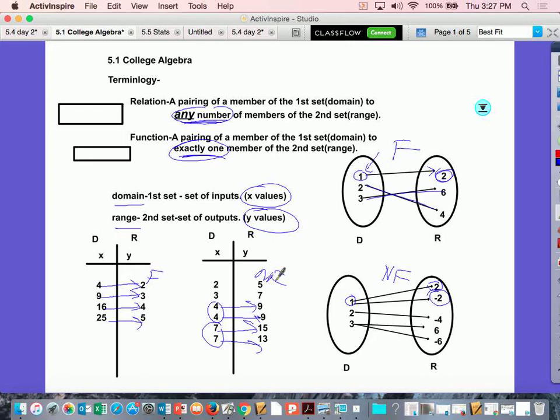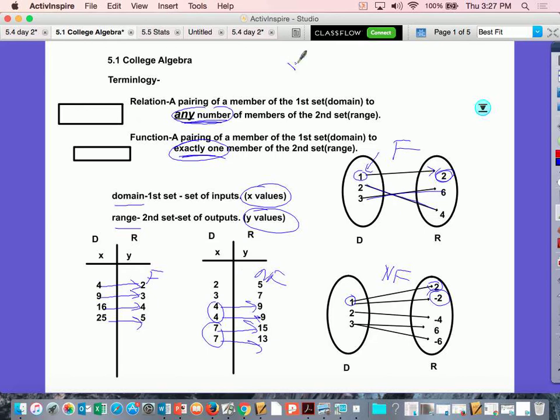I just threw these random numbers in here. I didn't make any particular order, they're just totally randomly chosen numbers, but the relationship between the sets is what makes something a function or a relation.